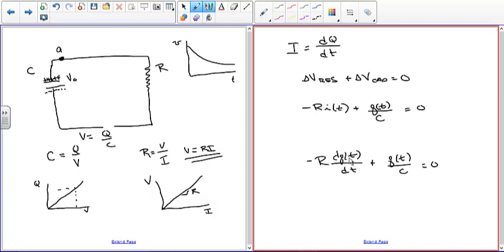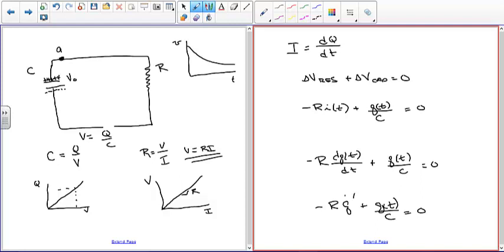And if I rewrite dQ/dt as Q dot, I'll get minus R times Q prime, sorry, Q prime, plus Q of t over C equals 0. Okay, so there's my differential equation. I've got the derivative of Q, I've got Q, my right hand side in this case is just 0, but it's a first order linear differential equation.